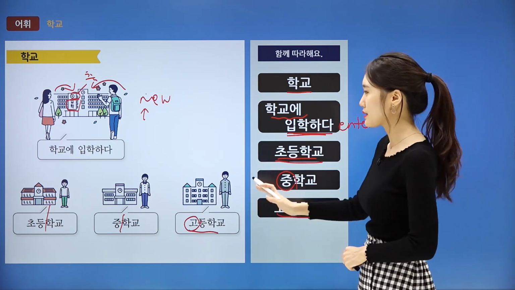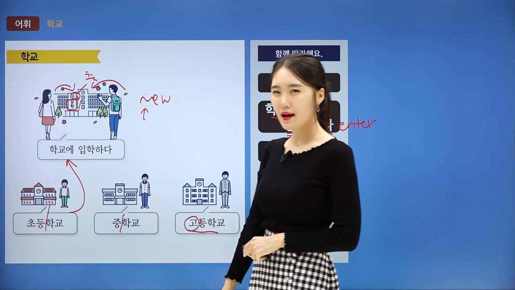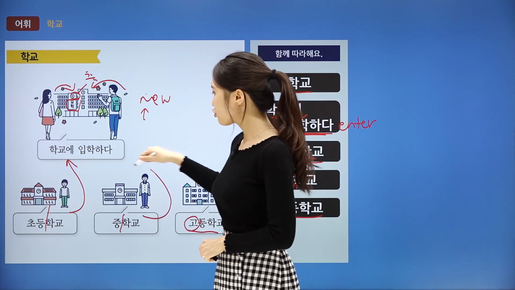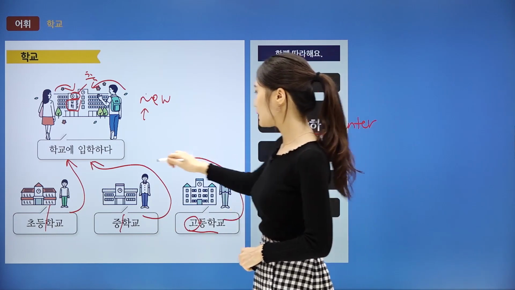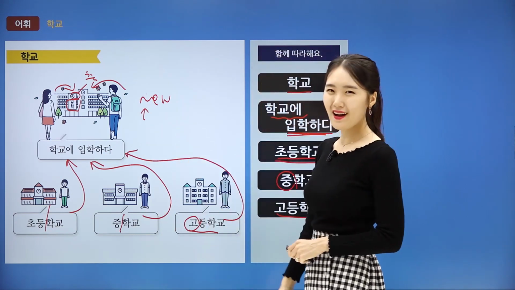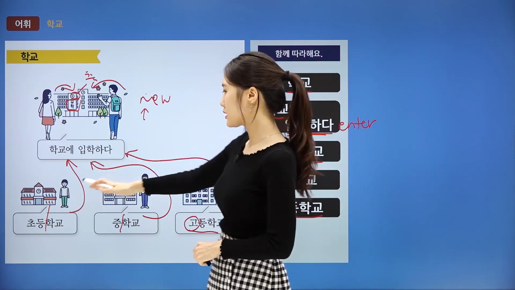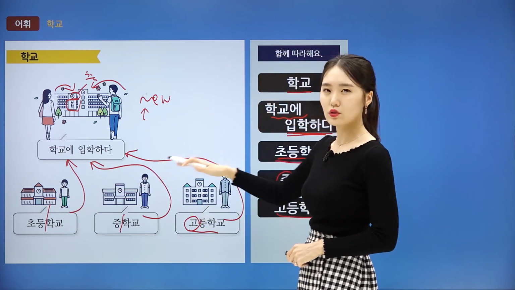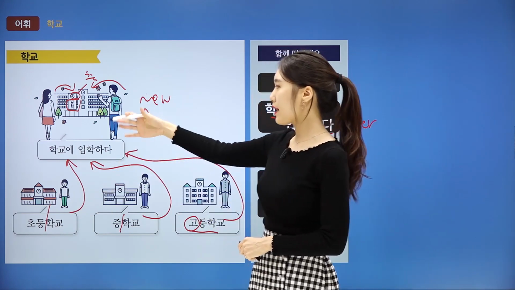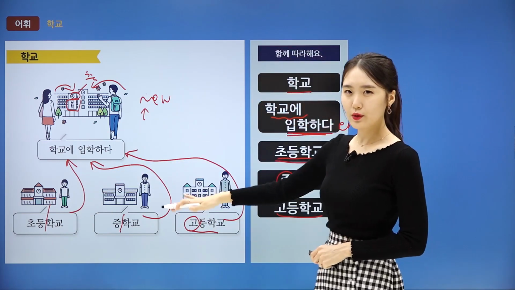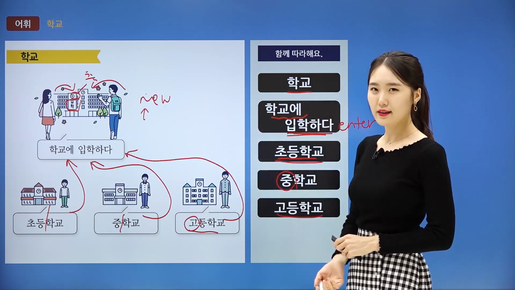So maybe you can say 초등학교에 입학하다, or 중학교에 입학하다, or 고등학교에 입학하다. So you can say, I enter elementary school, I enter middle school, I enter high school. You can say 초등학교에 입학하다, 중학교에 입학하다, 고등학교에 입학하다.